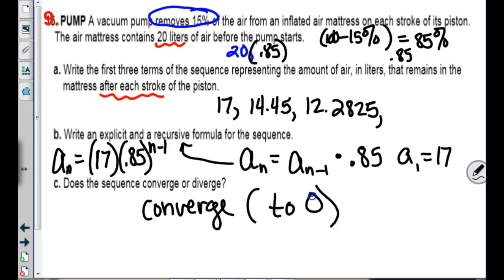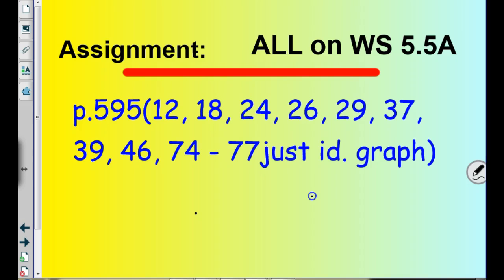All right. You are to do the circled problems on 5.5a. This looks like a lot, but it's really not at all, guys. This little section just gives you a graph and says, is this converging or diverging, okay? So these last few are just converging or diverging. It seriously will not take probably more than 10 minutes to do that assignment, so please get it done tonight. All on 5.5a.